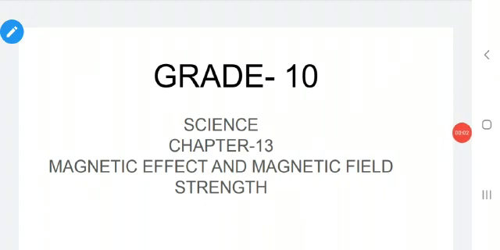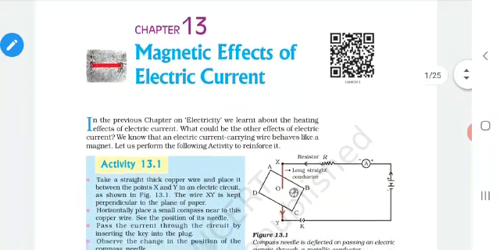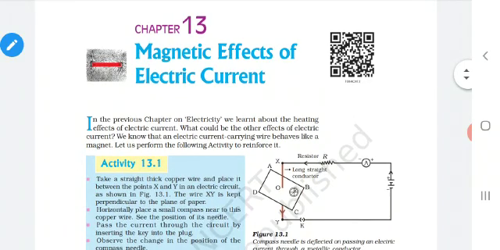Grade 10 Science, Chapter 13: Magnetic Effect of Electric Current and Magnetic Field Strength. Dear children of grade 10, in this class we are going to see the 13th chapter in science, magnetic effects of electric current. In the previous chapter on electricity, we learned about the heating effect of electric current. In this chapter, we are going to see the magnetic effect of electric current. So what does it mean?